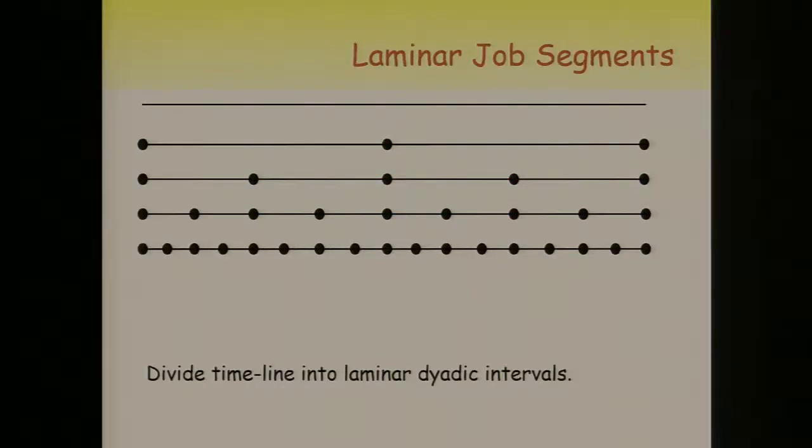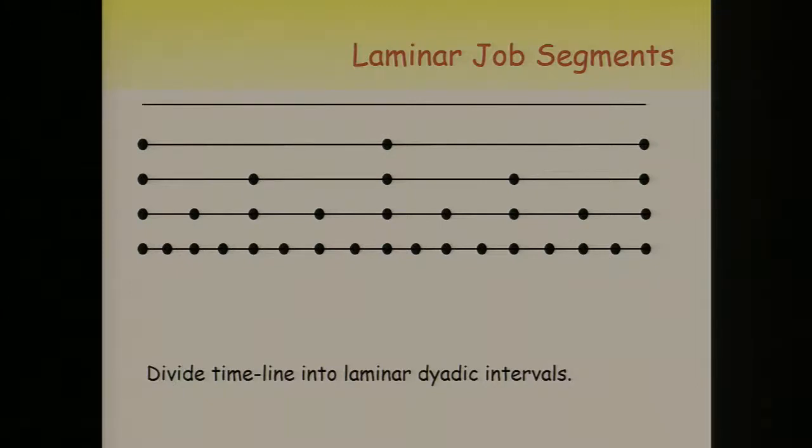So here is the trick. First of all, this is the timeline. Right now there are no jobs. I'm going to define several intervals. At the highest level I will divide this timeline into 2 equal parts. Then each of these I will divide into 2 equal parts, and so on and so forth. So all I have done is I have defined several dyadic intervals.